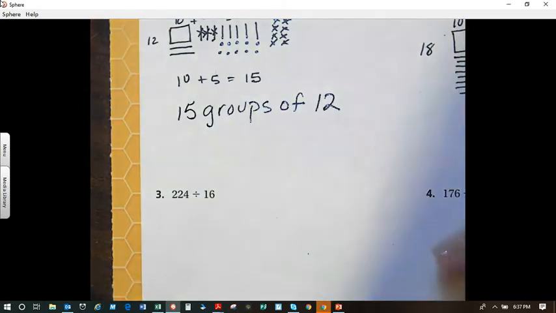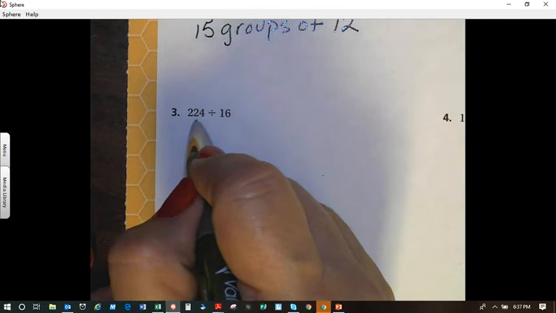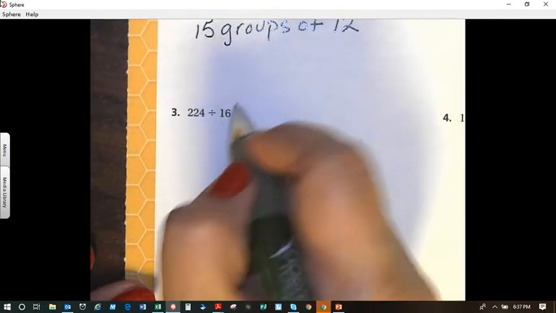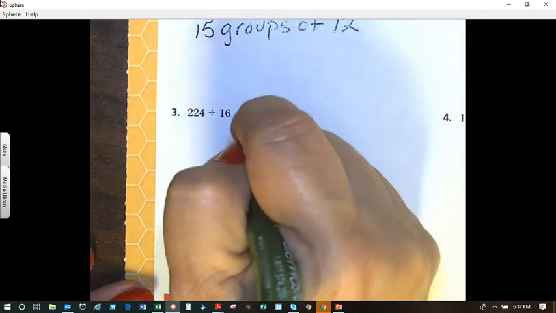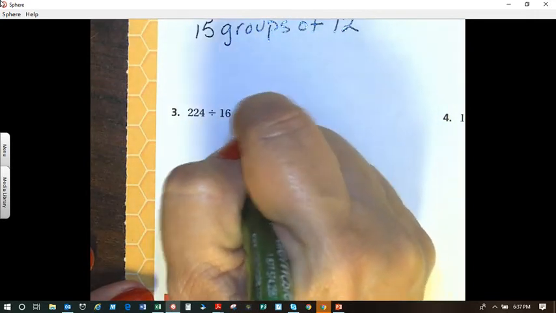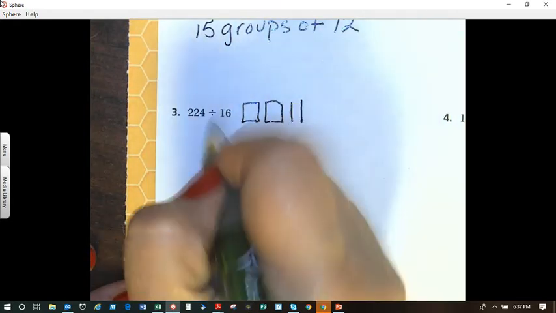Okay, let's take a look at number 3. Again, I have 224 divided by 16. My divisor is going to tell me how many are in each group. So I'm going to have 100, 200, and then I have 2 10s, and I have 4 1s.